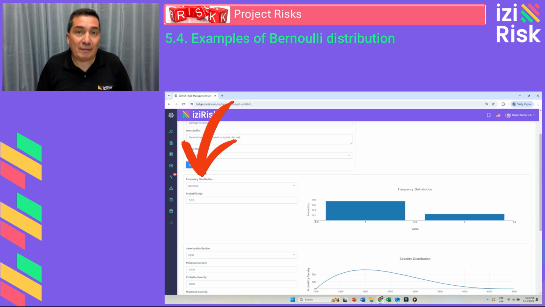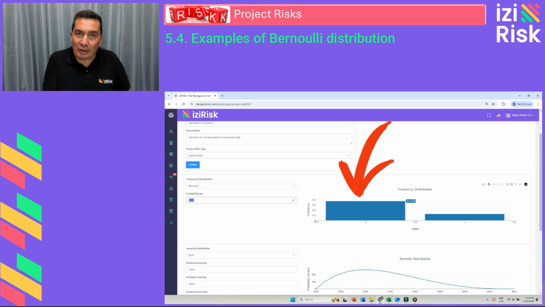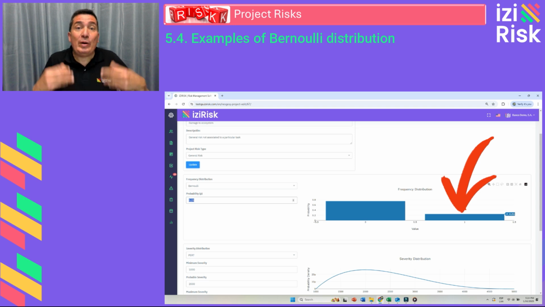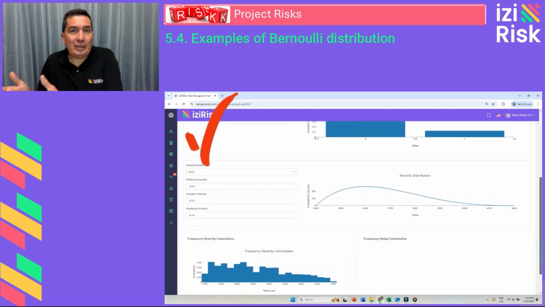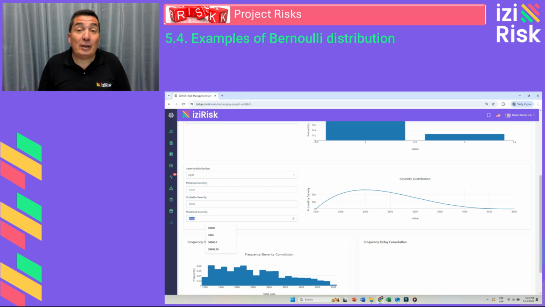It is a risk that will be categorized using a Bernoulli distribution with a probability of 0.25. We can then see in the graph that the frequency distribution is divided into two. There will be a 75% probability that the risk does not materialize, that is 0, and a 25% probability that the risk will materialize, that is 1. On the other hand, in terms of cost, we could use a PERT distribution with a minimum value of 1,000, a most probable value of 2,000, and a maximum value of 5,000.